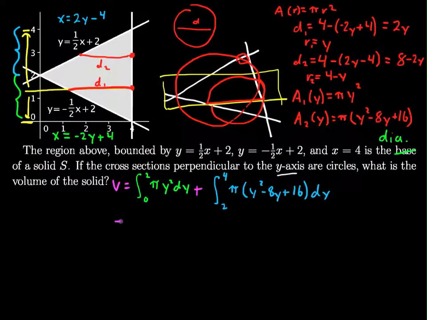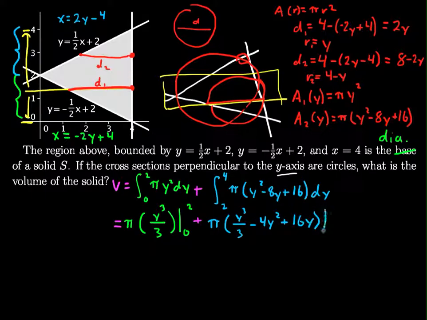And that will equal, and I'm going to go pretty quickly because I'm running out of space down here. I'll take the pi out to the front, so I'll have pi, and I'll take the antiderivative of what's left, so I'll get y cubed over 3 evaluated from 0 to 2, plus, again, I'll take this constant multiple pi out to the front, take the antiderivative and get y cubed over 3, minus 8y squared over 2, which is going to be minus 4y squared, plus 16y, evaluated from 2 to 4.